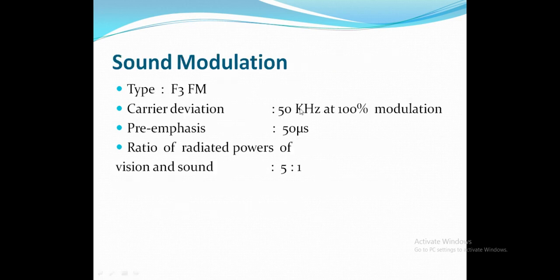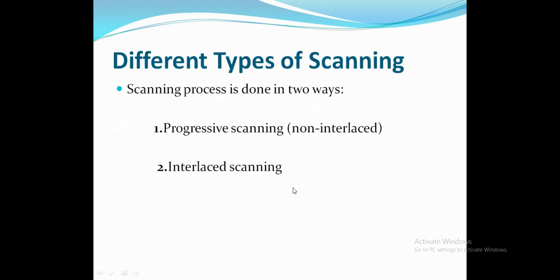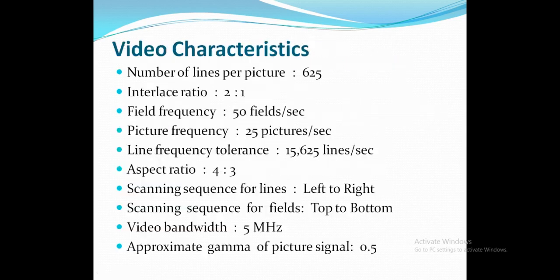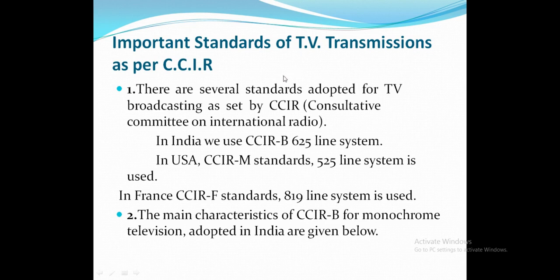In sound modulation, type is F3 FM. Carrier deviation is 50 kHz at 100% modulation. Pre-emphasis is 50 microseconds. And the ratio of radiated powers of vision and sound is 5:1. Okay, so these are the standards of CCIR-B standards in TV transmission in India.